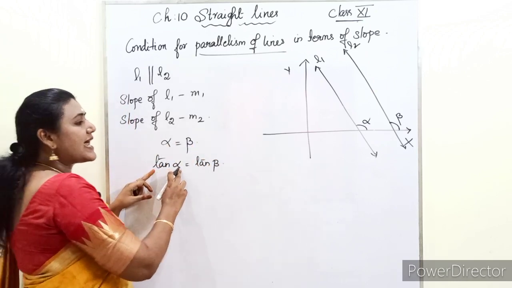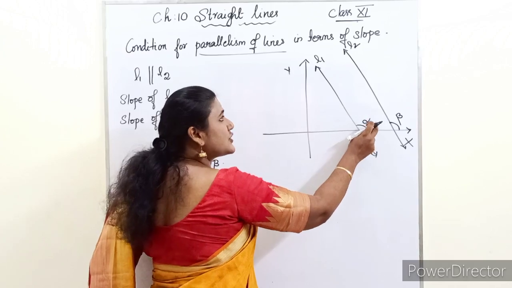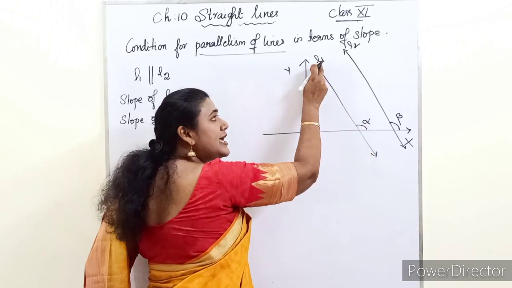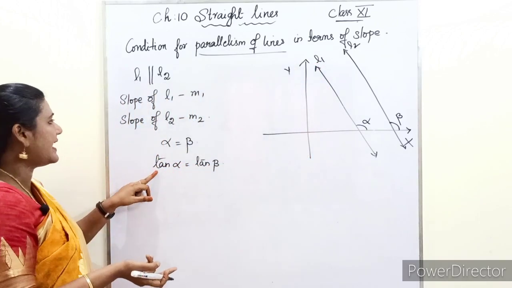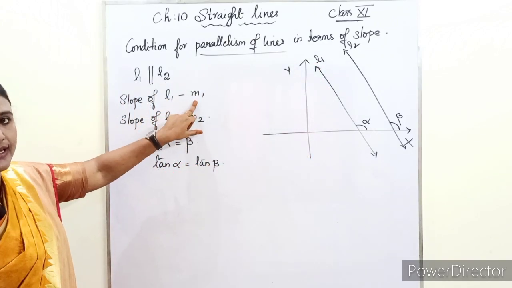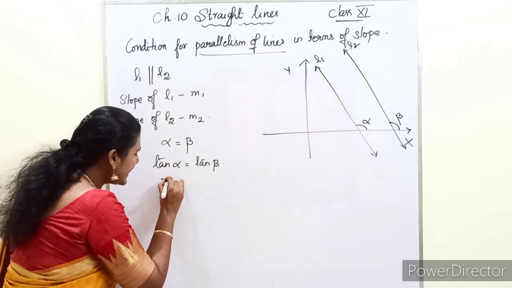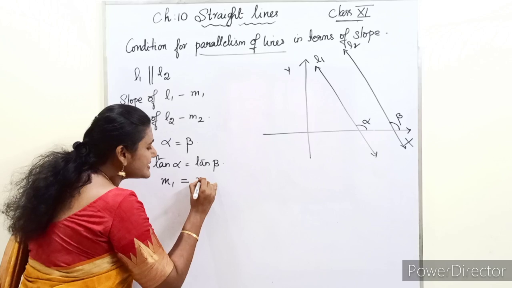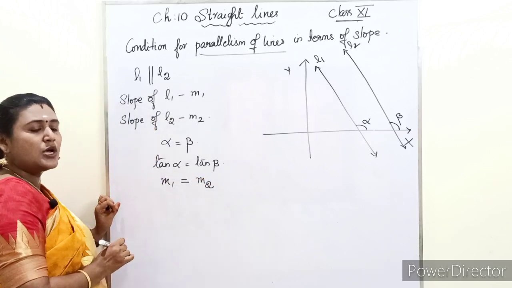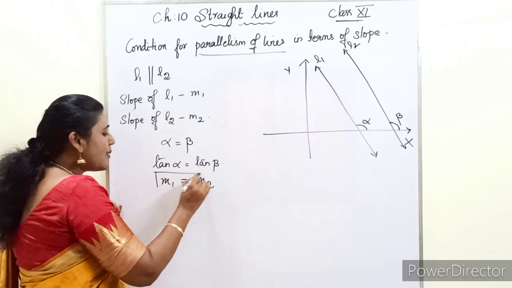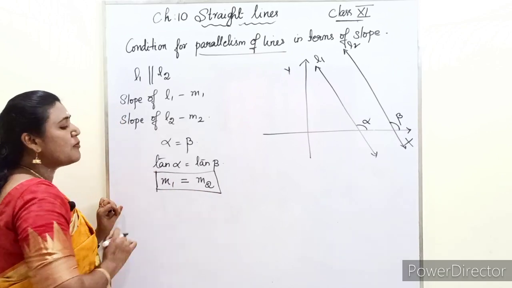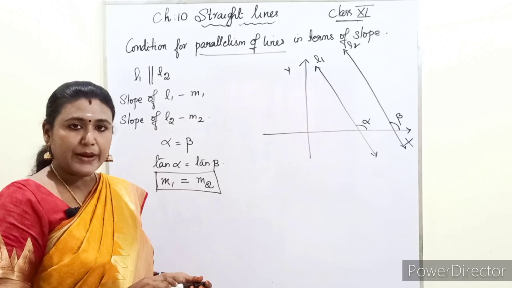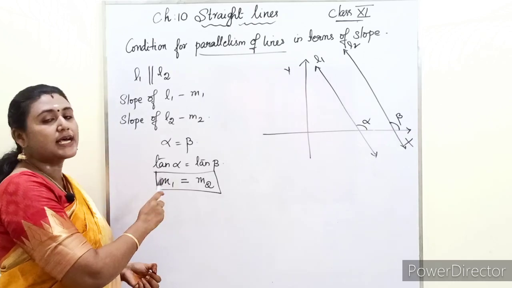But what is this tan alpha? Alpha is the inclination of the first line, and the tangent of alpha will be equal to the slope of the first line, which is denoted by the letter M1. So we can write tan alpha is the slope of the first line and tan beta is the slope of the second line. So we can say that M1 and M2 are equal. That is, if two lines are parallel, then their slopes are equal.